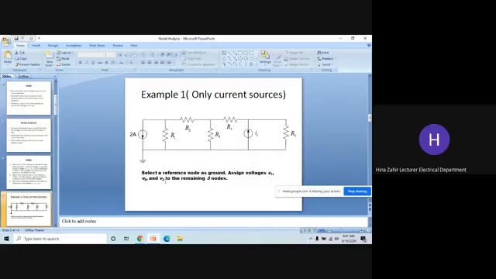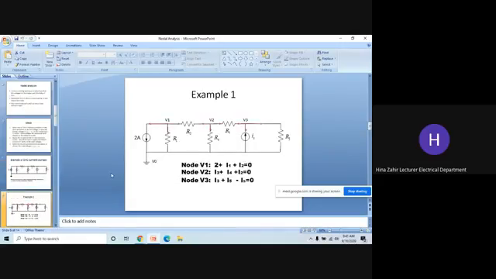Now this is our first example. We have selected this as our reference node. Let's say this is V1, this is V2, and this is V3 in the next slide. It is very difficult to put these things on the circuits, these red lines. That's why they would be a bit rough, but I have tried. Now this is our node V1, this is our node V2, and this is our node V3.